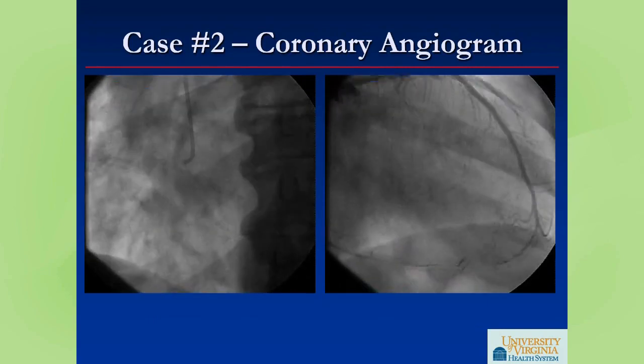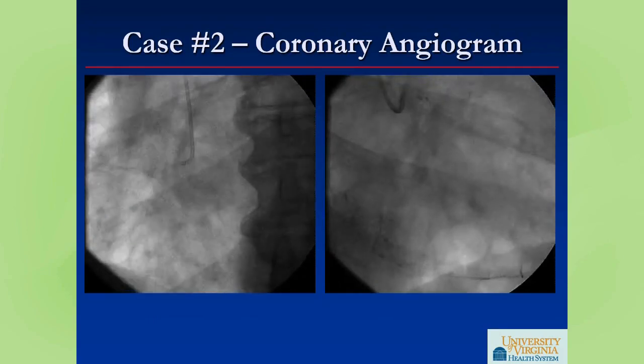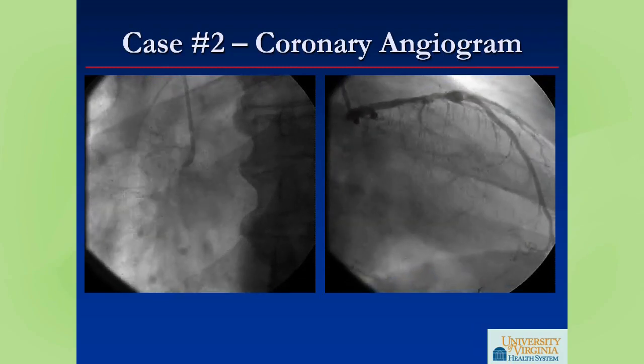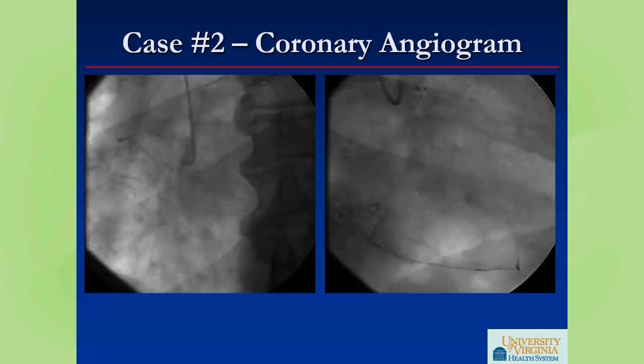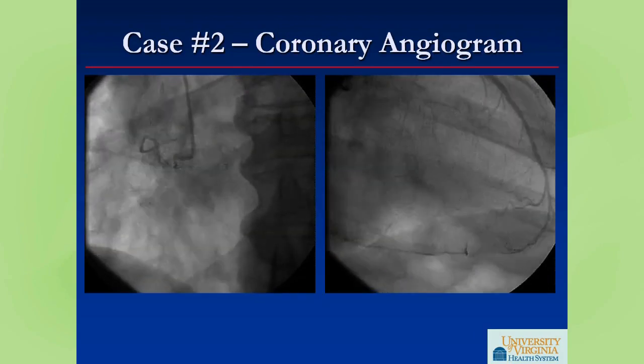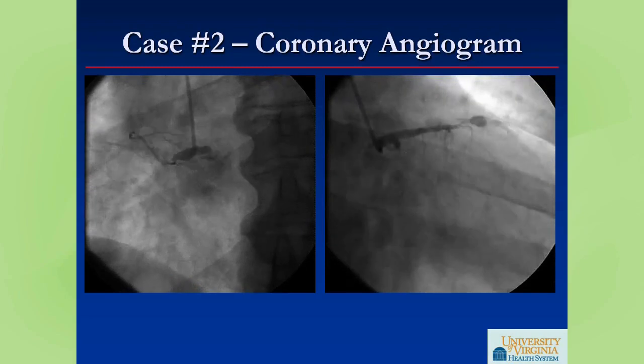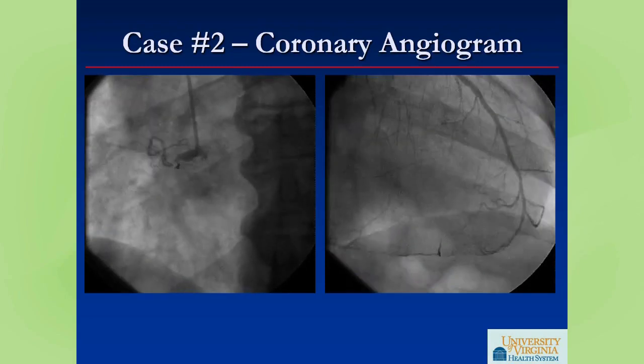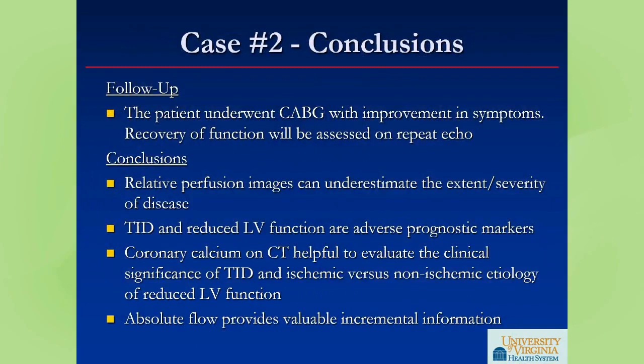This was known previously. And then on the left side, you can see that we don't get a good look at it, it looks like the left circumflex is occluded as well. And there's significant obstruction in the LAD territory. And you can see there's some collaterals here back to the right side. So in conclusion, the patient underwent CABG with improvement in symptoms, and a recovery of function was planned on a repeat echo. So in conclusion, relative perfusion images can underestimate the extent and severity of disease.